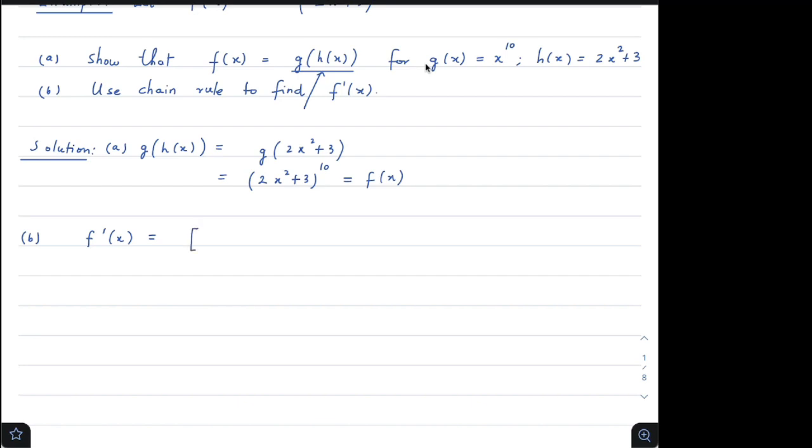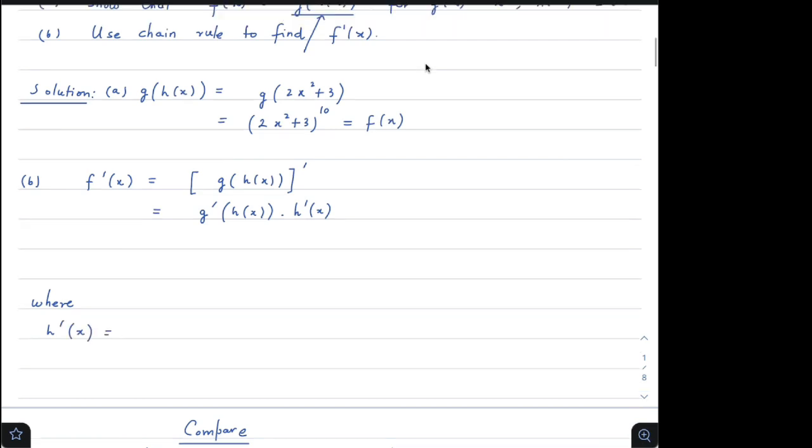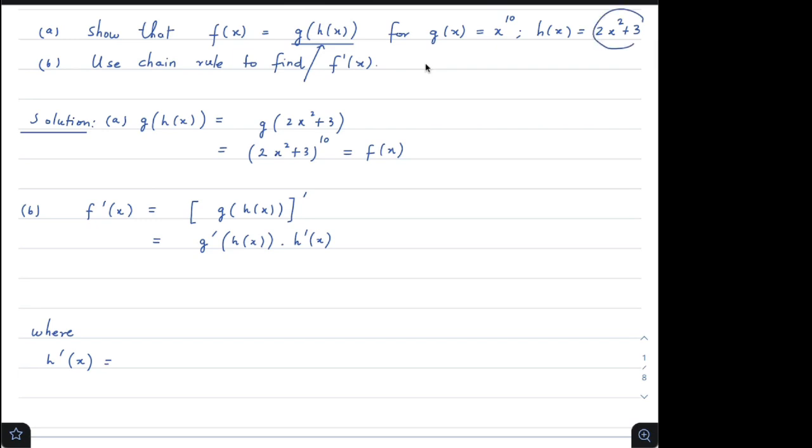Since f of x is the same as g of h of x, finding the derivative of f means finding the derivative of this composite function, which will be g prime of h of x times h prime of x. Now we don't know all these things, so we have to find them first. Let's start with h prime of x, which is the derivative of h of x. This is h of x. Its derivative will be 4x plus 0, or you can say just 4x.